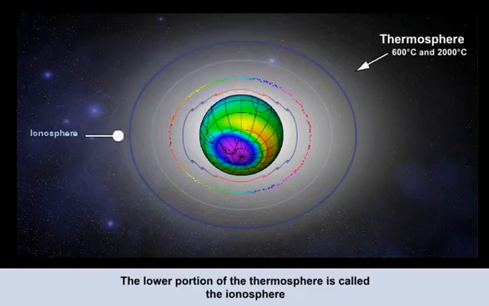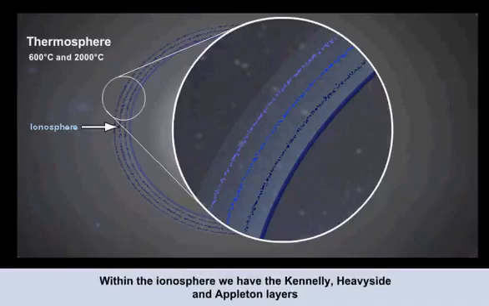The lower part contains a zone called the ionosphere, where we can have such high ionization levels that long-wave radio waves can be reflected back to Earth. Where this reflection is at a maximum is at roughly 110, 160 and 250 kilometer levels. These are respectively called the Kennelly, Heaviside and Appleton layers.